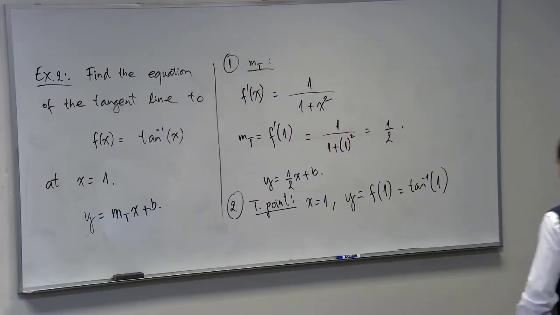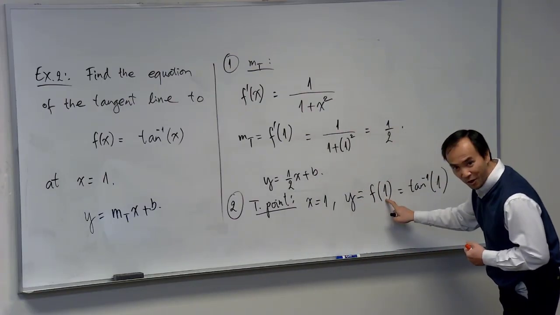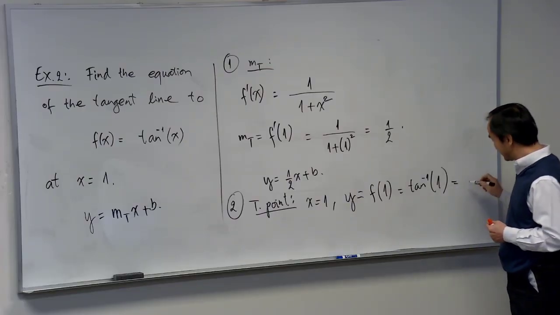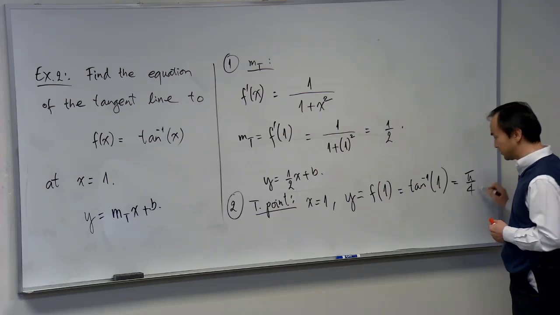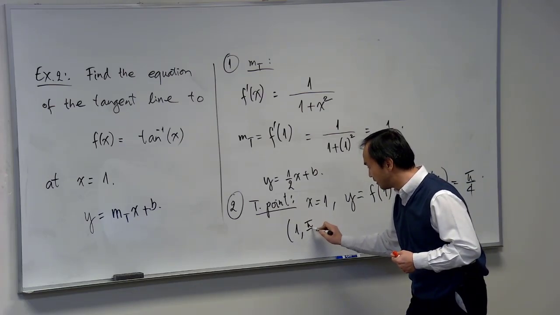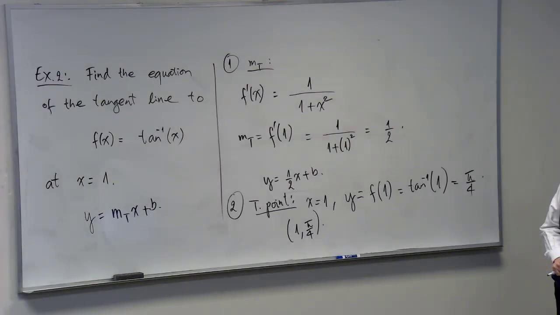All right, so substituting x equals 1 into the tangent inverse, our y value is pi over 4. So now we have completed our tangent point. It's at 1 comma pi over 4. Good. So now we have the tangent point.